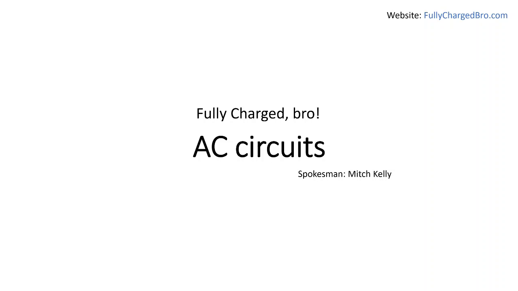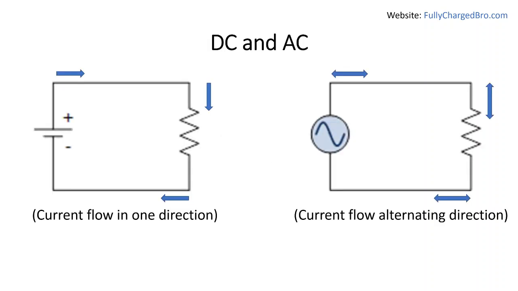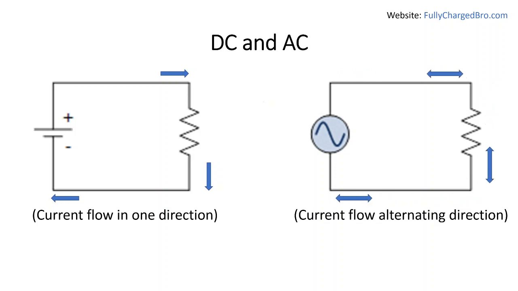Today we'll be discussing series and parallel AC circuits. It is important to firstly understand the difference between DC and AC circuits. DC stands for direct current, meaning the current only flows in one direction. AC stands for alternating current, indicating that the current flow alternates from backwards to forwards.